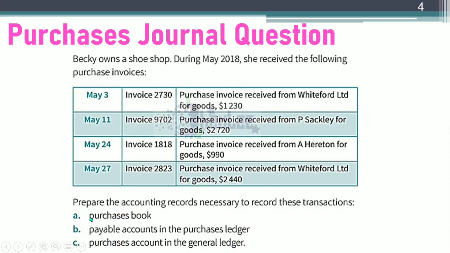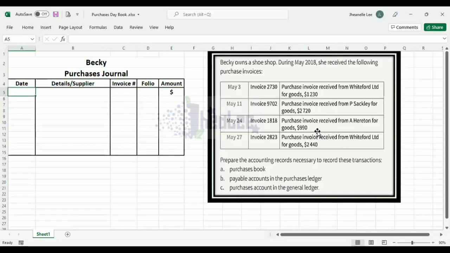For this session, I'll be doing only part A. So let us move into preparing the purchases journal. So to the right, we have the question, and to the left, we have the purchases journal. Yes, this is all we need for the purchases journal, just a simple journal. And it is short because this question is relatively short.